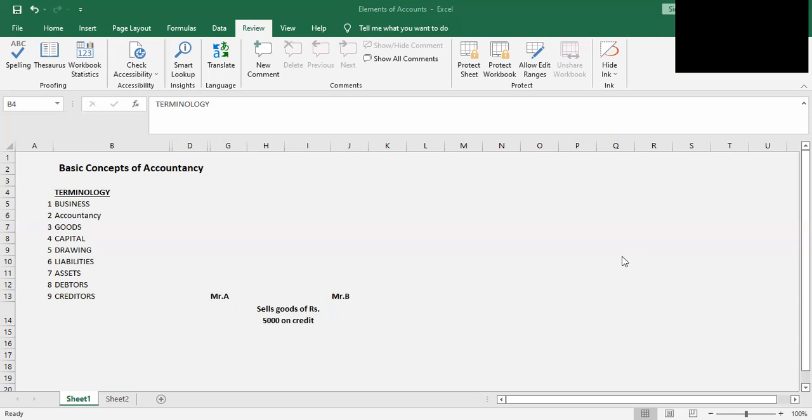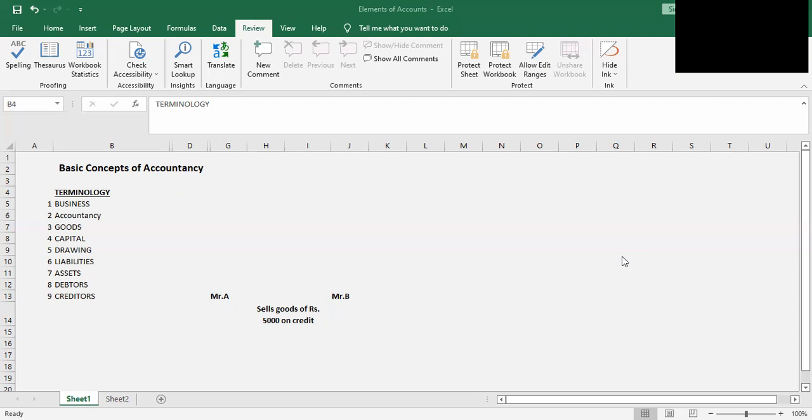Liabilities. Liabilities are the debts or obligations of any person. So when a person is obliged, responsible to pay, to return the money, any borrowings that he has and which he is supposed to return to someone, it is called a liability.